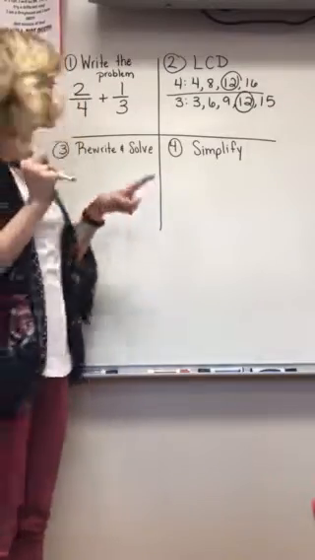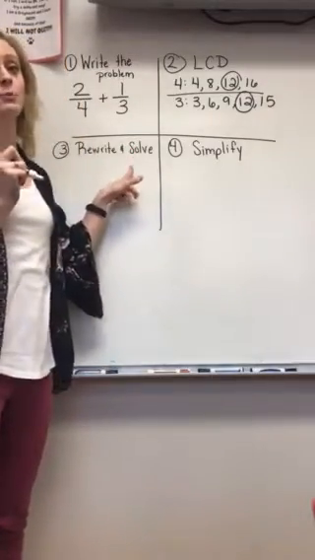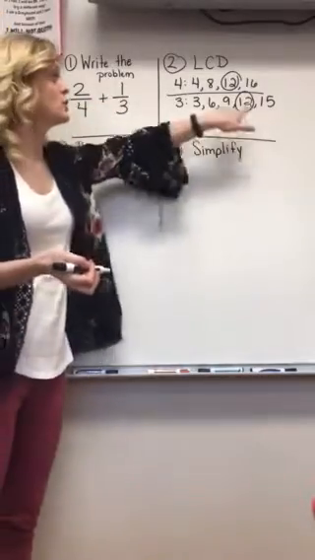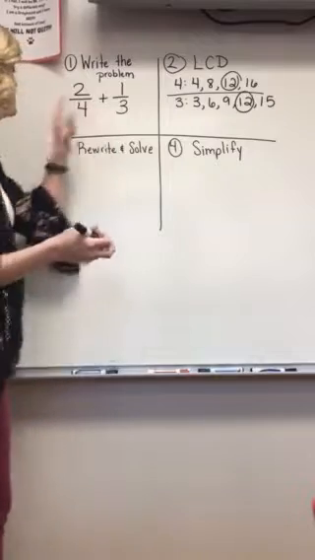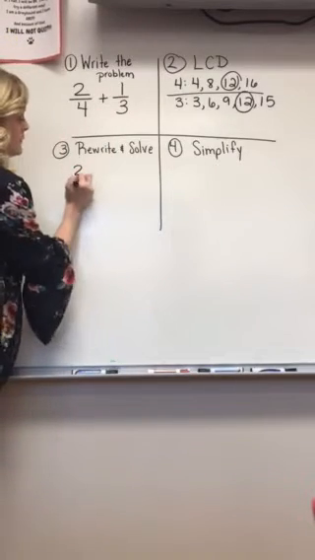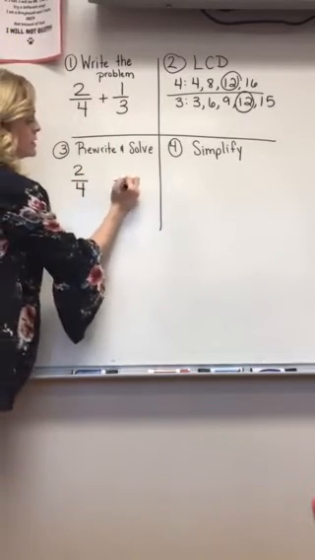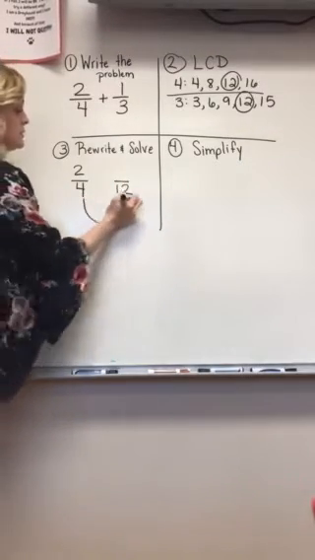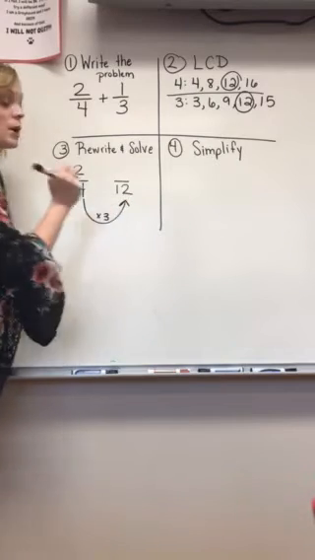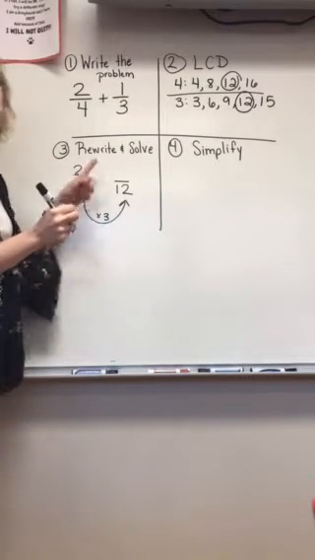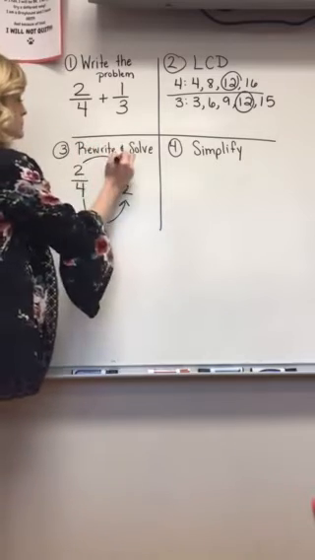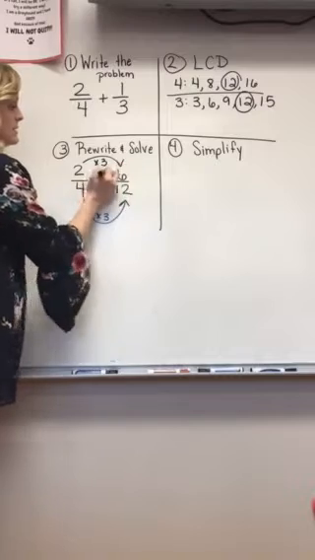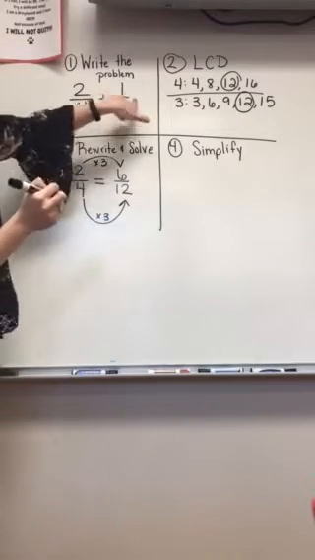Now step 3, we're going to rewrite and solve the problem. We have to rewrite both of these fractions as equivalent fractions with denominators of 12. So let's take care of 2/4 first. To get it to a 12th. To get from 4 to 12, we're going to multiply by 3. Whatever we do to the denominator, we also do to the numerator. 2 times 3 gives me 6. So we fixed one of them, let's fix the other.